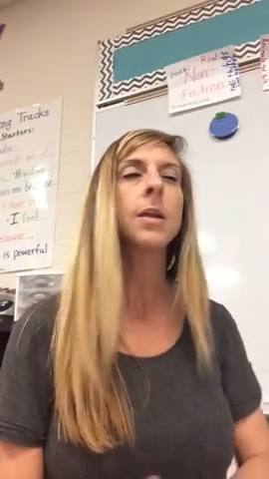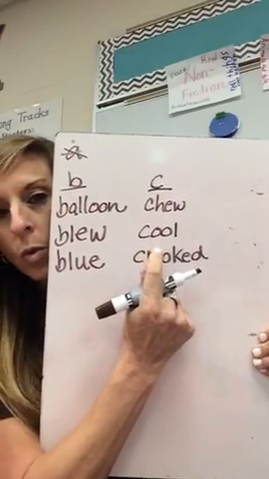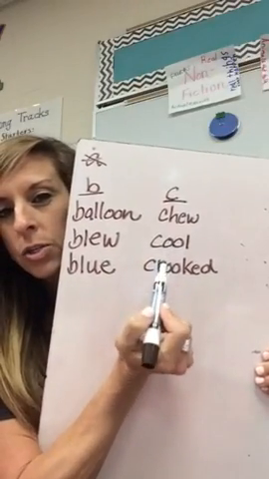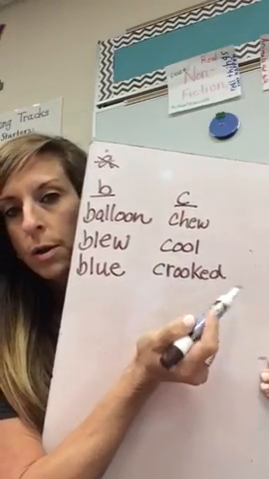So I'm thinking in my head, A, B, C, D, E, F, G, H, I, J, K, L, M, N, O, P, Q, R, S, T, U, V, W. M, N, O, P, Q, R. Which one did I say first? O or R? If you said O, you're correct. So cool would come next. And then the last C word, which is crooked, meaning not straight. So chew, then cool, then crooked. H, then O, and then R.